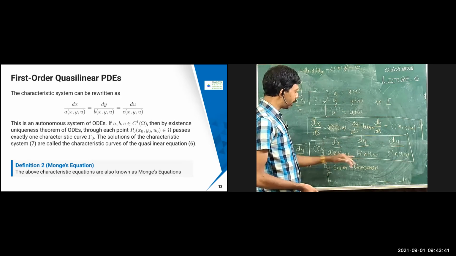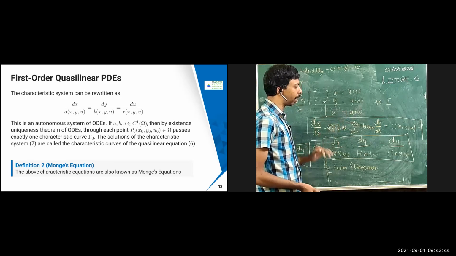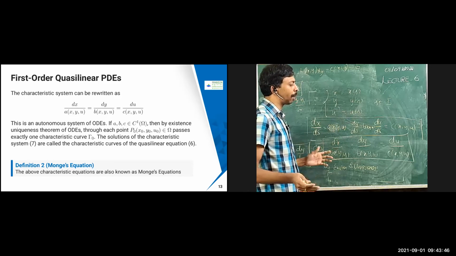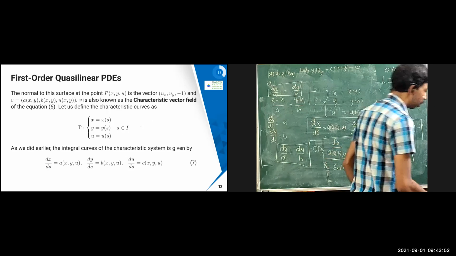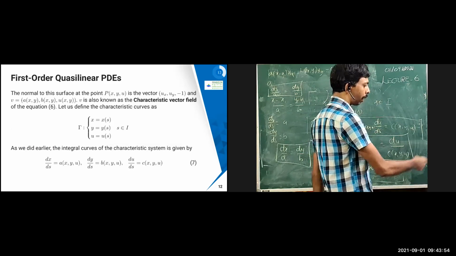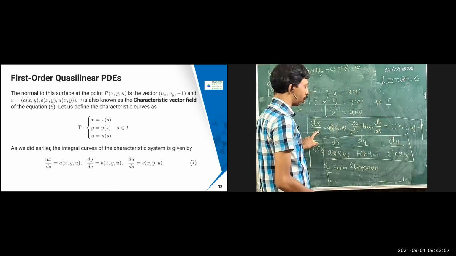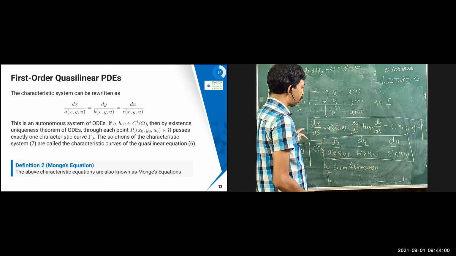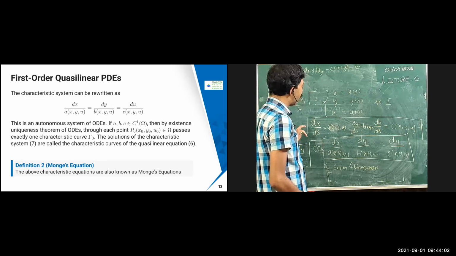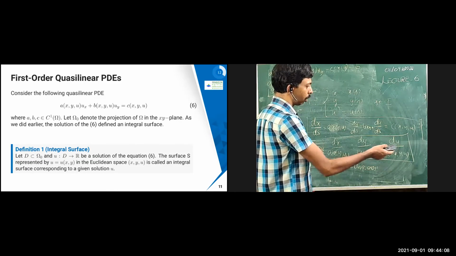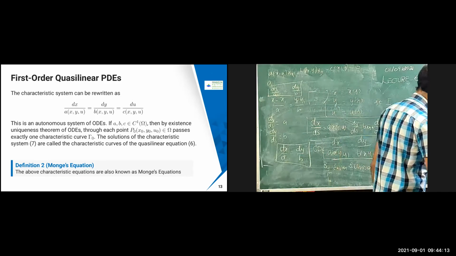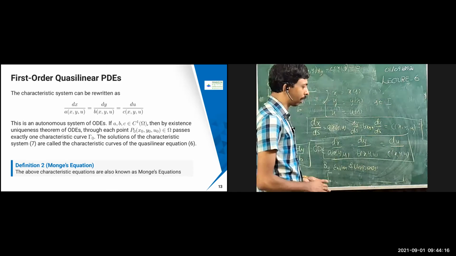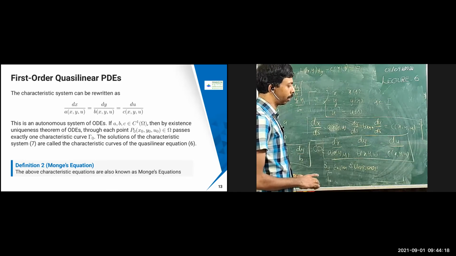So if I just change the point, then automatically you are going to get a family of characteristic curves. Therefore, the solution of this system, this autonomous ODE, dx by a, and so on, is called the characteristic system. The solution of this characteristic system is called the characteristic curves of the quasi-linear equation, which is this equation. So this is the underlying idea for the method of characteristics for general quasi-linear PDEs.